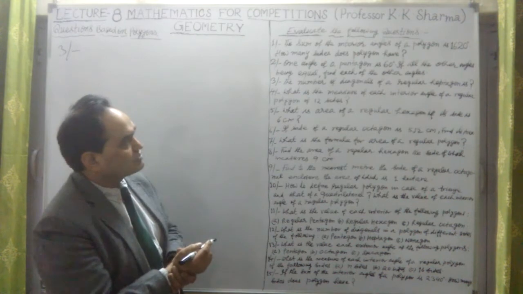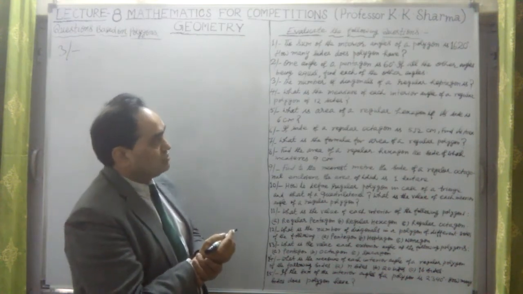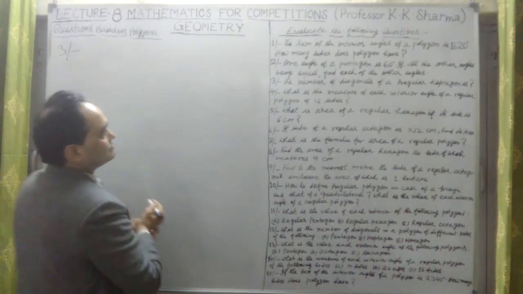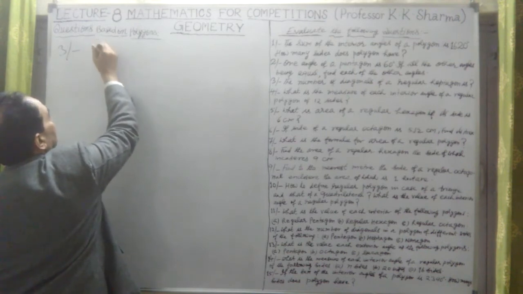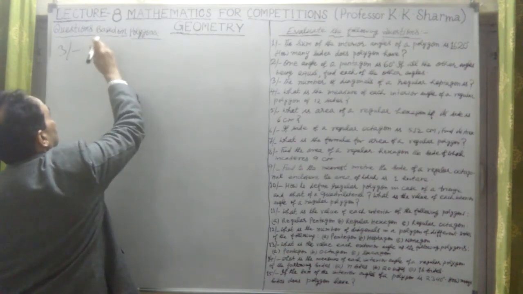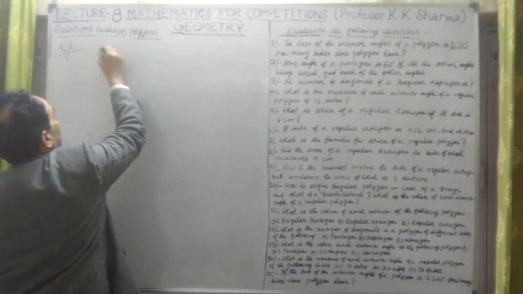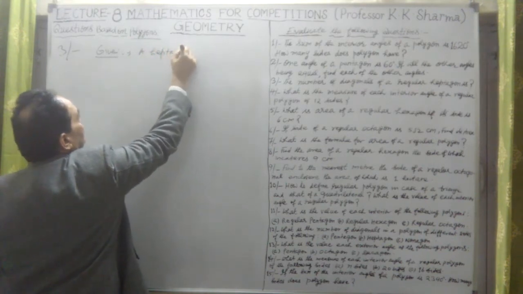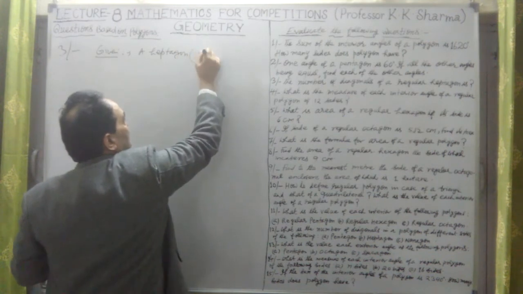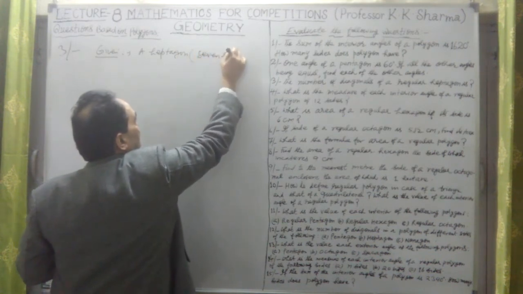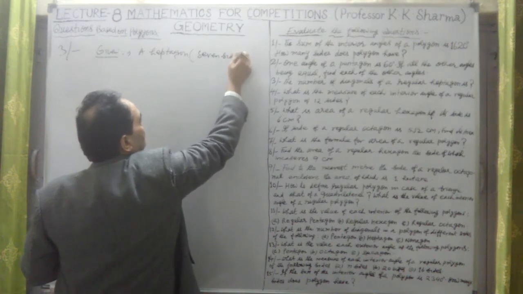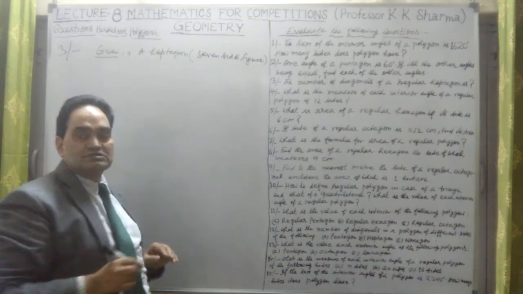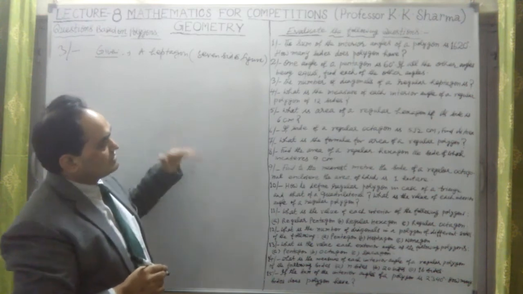Question number 3 says the number of diagonals of a regular heptagon is how much? First of all, given here, let me write, given a heptagon. Heptagon means a 7-sided figure, a polygon which has 7 sides. We are given here a heptagon.